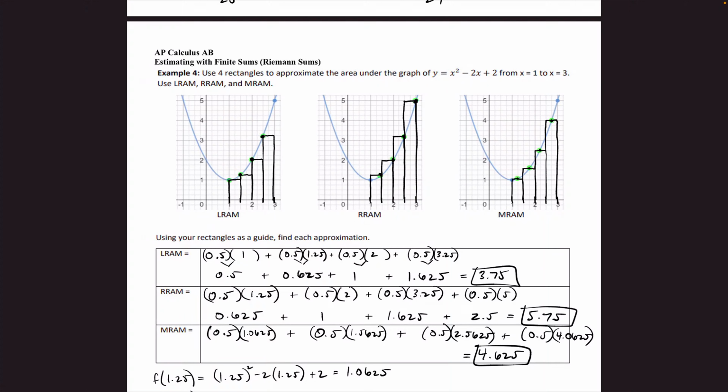So LRAM, write this down. LRAM will be an overestimate when the function is decreasing, but an underestimate when it's increasing. And then vice versa for here. Okay. MRAM is always going to be the best. For rectangular approximation method, MRAM's the best. It's the most pain in the butt because you got to figure out in between, and that's usually a decimal and things like that, right? But it's the best.